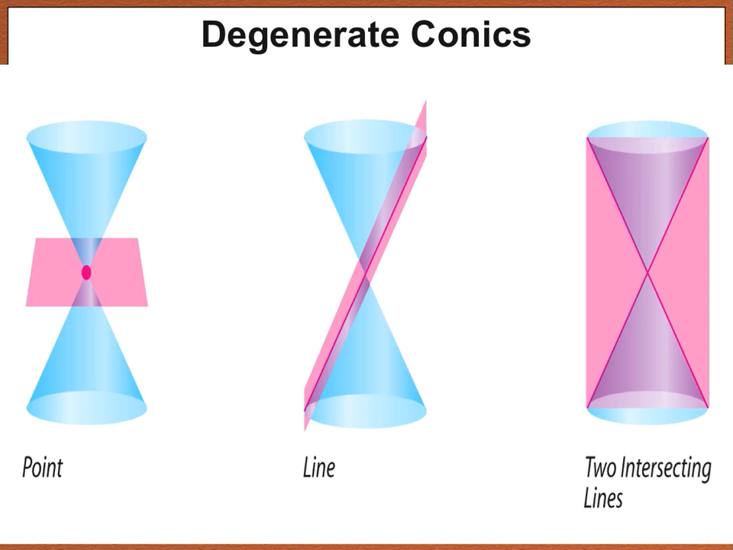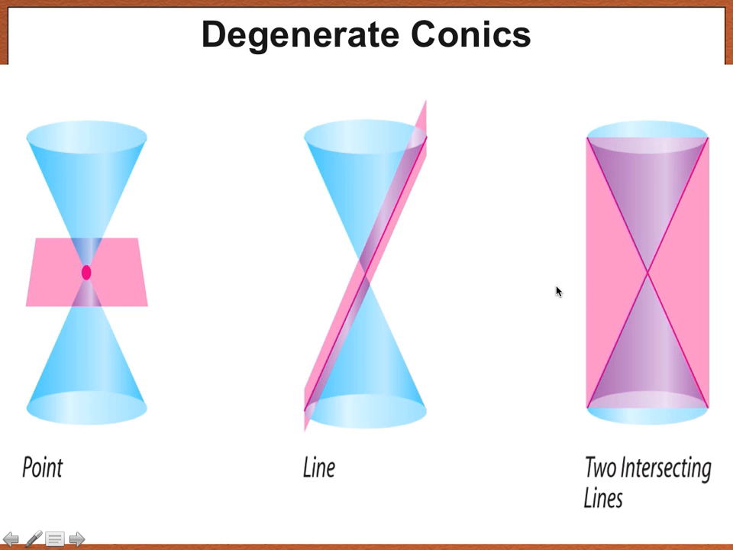And finally, two intersecting lines are the result of a plane that intersects and is tangent to the double cone. But as you can see here, we're only looking at the cross section. When we had a hyperbola, that would be the shape that I guess would be closest to this.